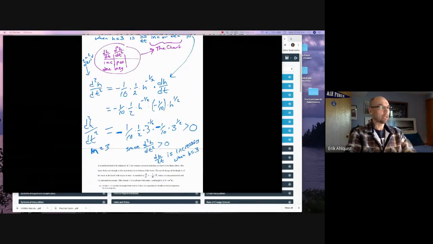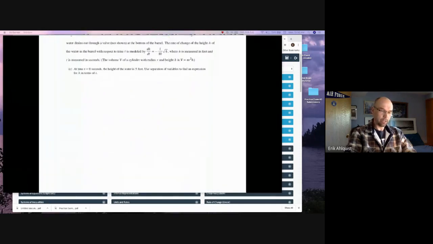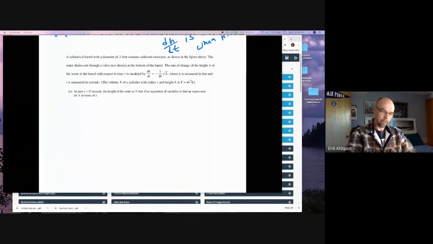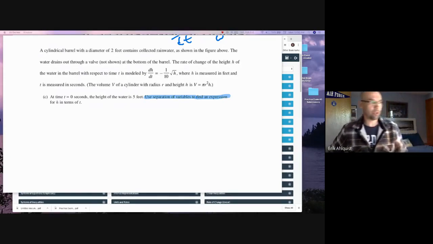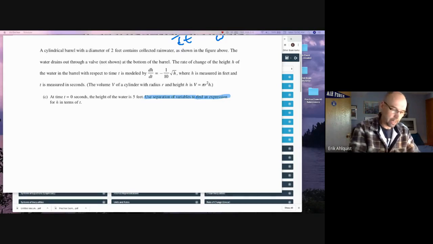Let's look at the last part. And on this one, we're going to go through some steps. We haven't done this for about 4 or 5 weeks. This idea behind separation of variables to find this expression. Okay, so there were 6 steps to separating the variables that we need to cover.